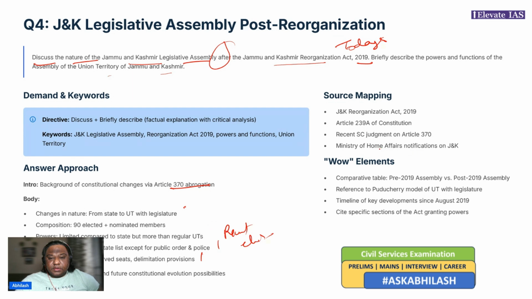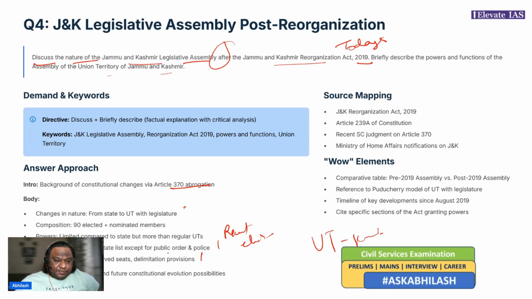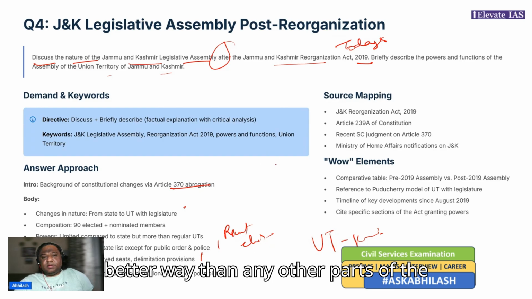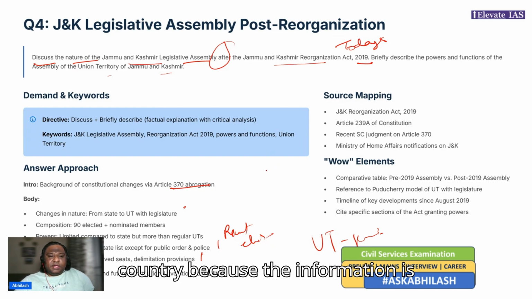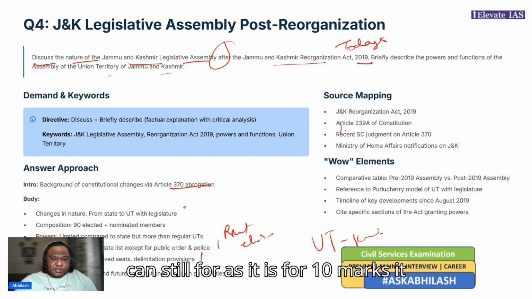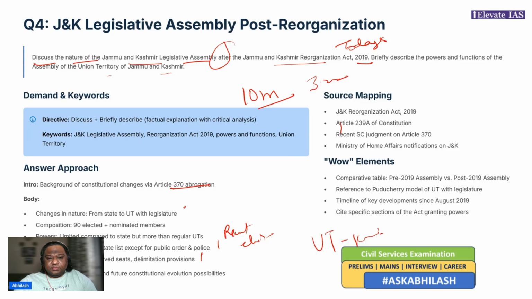If you can, take a reference of another UT like Pondicherry and talk about it in comparison, it might help to stay aligned to the parameters. I know students from J&K would definitely write it in a better way than other parts of the country, because the information is limited at a national level. But as it is for 10 marks, a good answer can fetch you 3 to 4 marks.